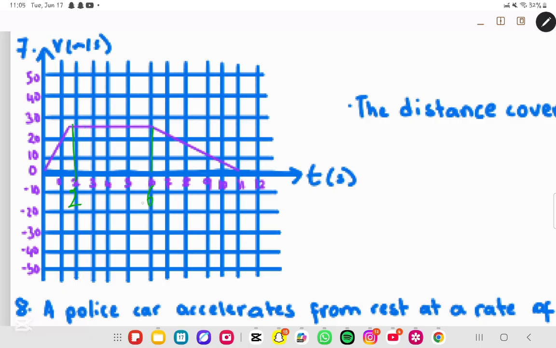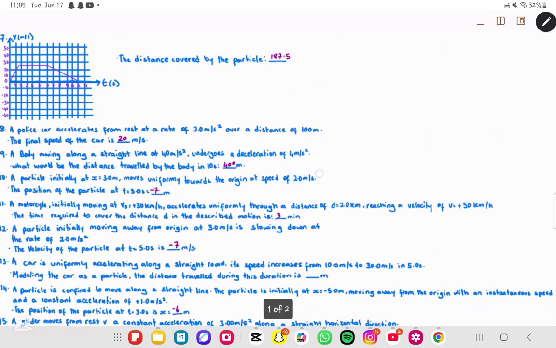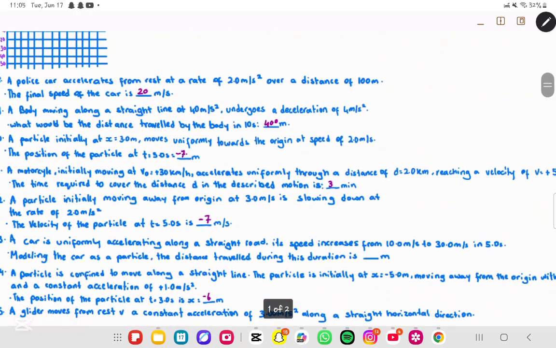Just think it's 2 and 6. So this would be then what? This would be 4. So it would remain 11 plus 4 instead of 4.5. Okay, so 11 plus 4 times the height, which is 25, over 2, you will get 187.5.